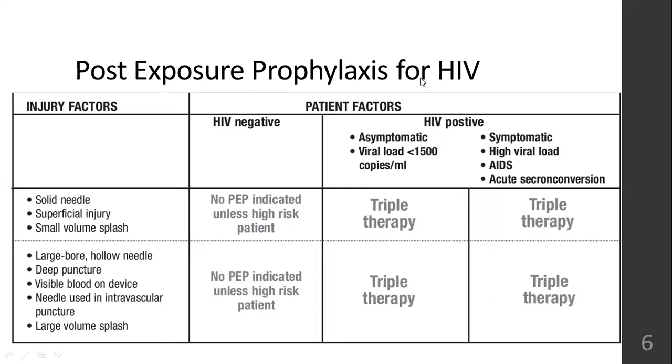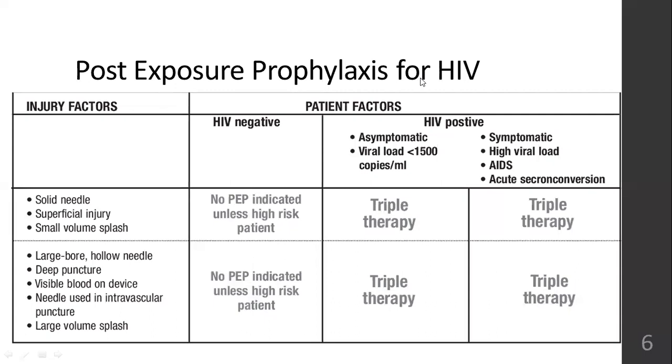But if the test is positive, whether symptomatic or asymptomatic, it doesn't matter. Triple therapy means three types of antiretroviral drugs have to be given. If the test comes as positive, whether symptomatic or asymptomatic.